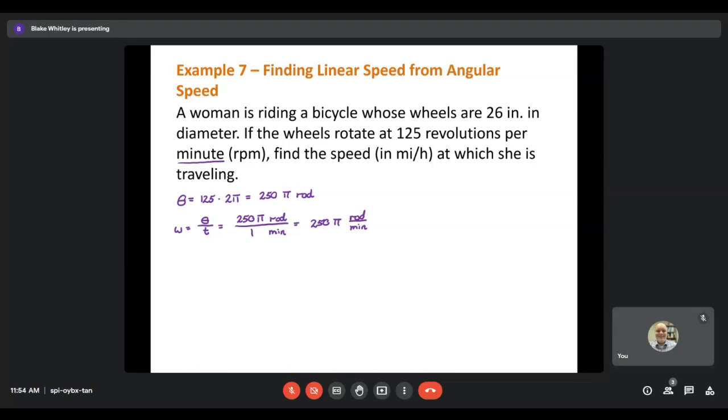Now, what we're trying to find is actually the linear speed, because we just want to know how fast is this woman traveling on this bicycle. But we know now that we have a relationship between angular and linear speeds. Linear speed is r times w, so the radius times the angular speed.